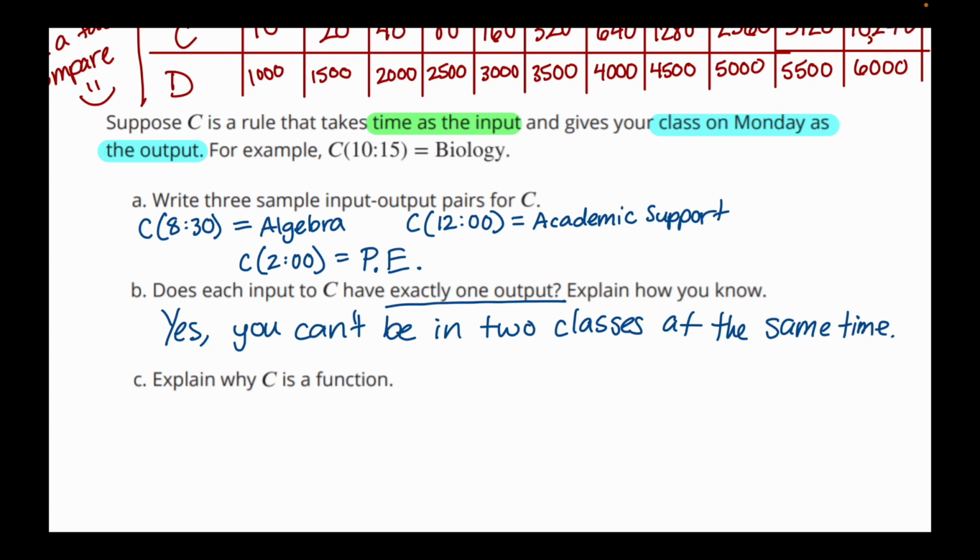And explain why C is a function. Well, the definition of a function is that each input has exactly one output. So we're going to say because, exactly that. So because each input only has one output.